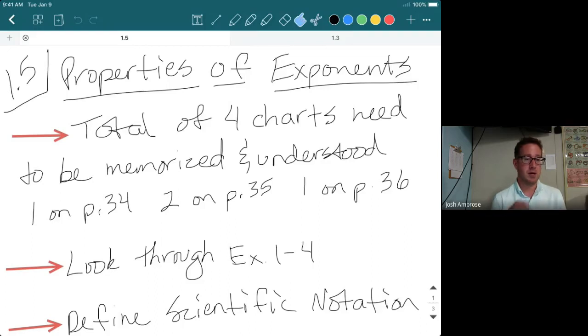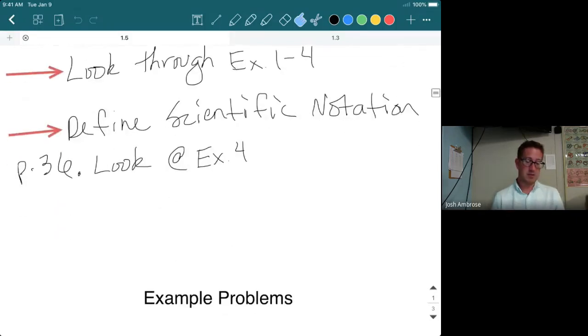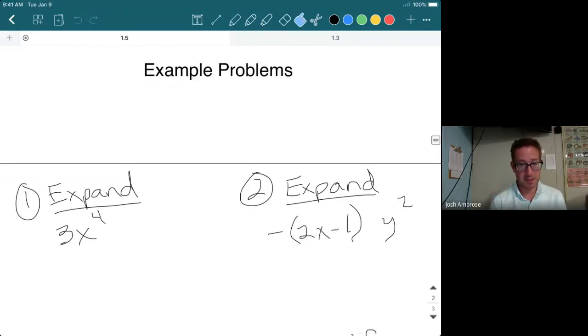All right. So you have 1 chart on page 34, 2 charts on page 35, and 1 chart on page 36. The next thing is I want you to look through examples 1 through 4. That's not like 1-4, that's example 1 through example 4. Then the next part is you're going to need to define what scientific notation is. That's on page 36. And I specifically want you to look at example 4 to take a closer peek into what scientific notation looks like. But we will do some examples of it coming up very soon.